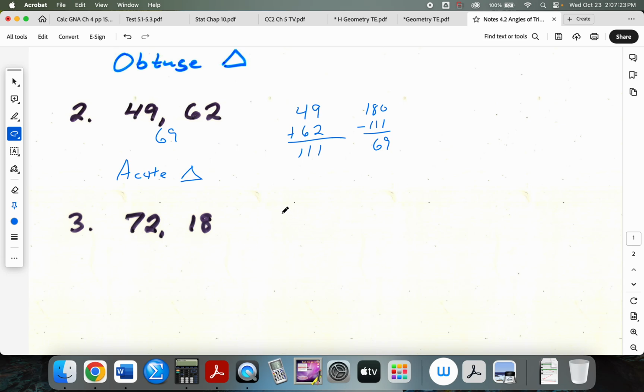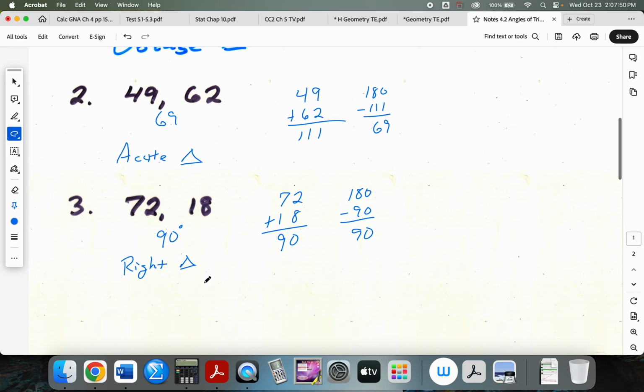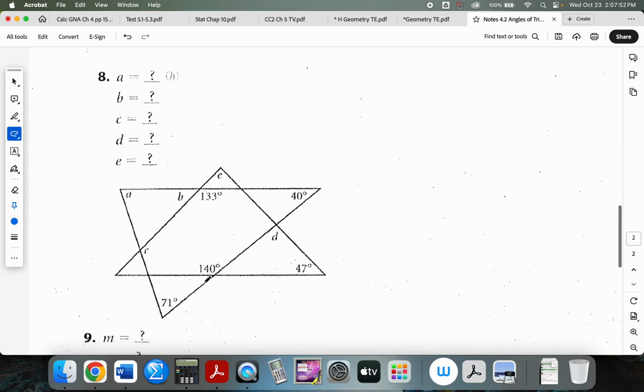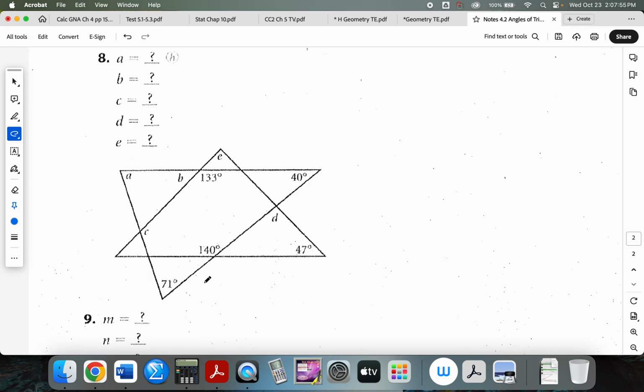And then for this last one, in this section, 72 plus 18 is 90. So the last angle is 90. So this is a right triangle. Hopefully that wasn't too terribly difficult for anyone. Let's go on to the ones on the back, which are a little more difficult.